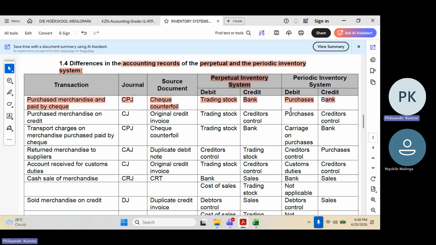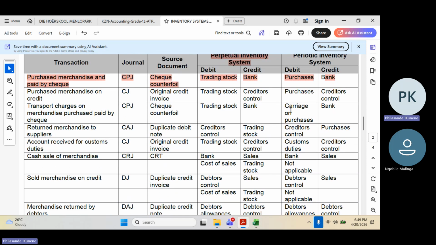So the only difference here is purchases under periodic. Under periodic, I want to tell you something. Under periodic, we don't talk about inventory. We don't talk about trading stock, but trading stock is replaced by purchases. That is periodic. You must know that whenever we're dealing with periodic, we always talk about purchases. Then under perpetual, we always talk about trading stock. We're recording the actual trading stock that is moving. But under periodic, because we don't know the movement of trade, we record it as purchases.